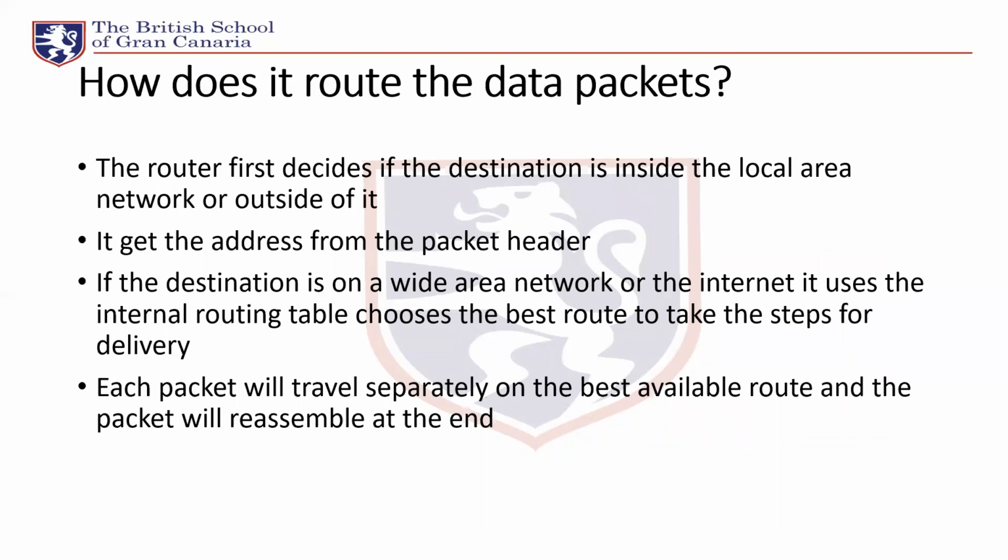Then it'll get the address from a packet header, and if the destination is on a wide area network or on the internet, it uses an internal routing table and chooses the best route to take and the steps for the delivery. Then each packet will travel separately by the best available route and reassemble at the end. It's that simple, it's that easy.